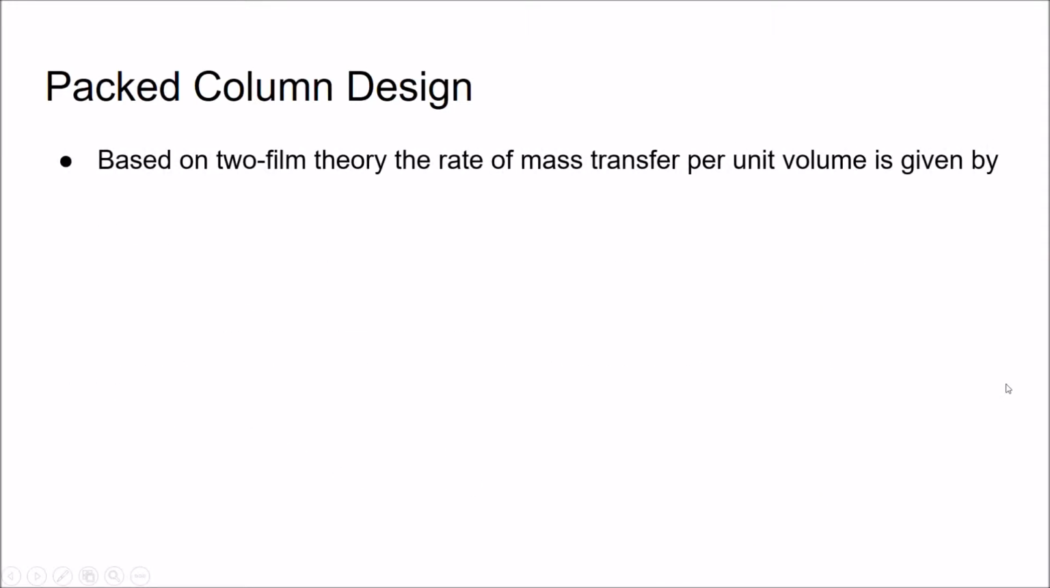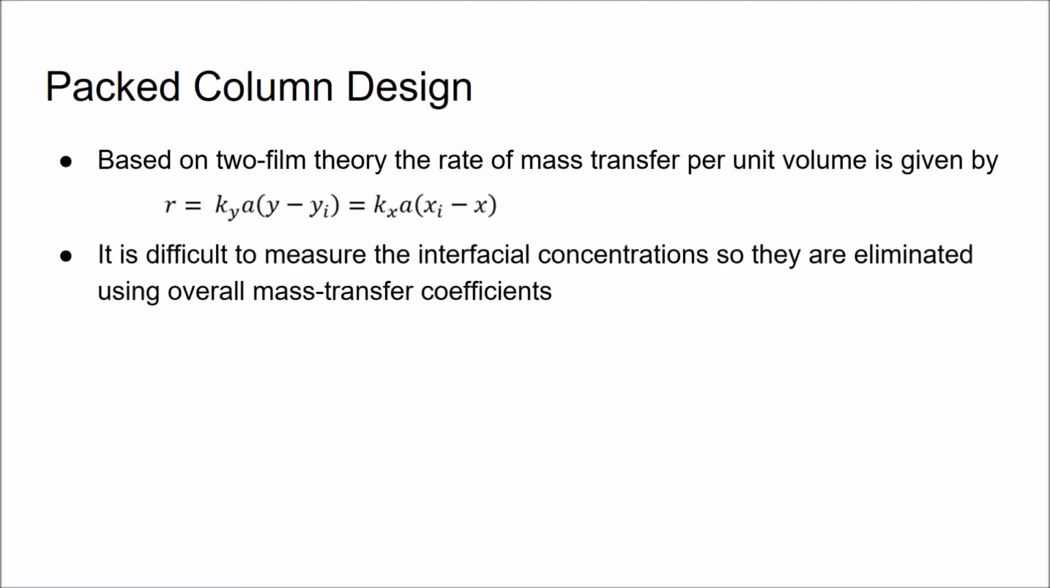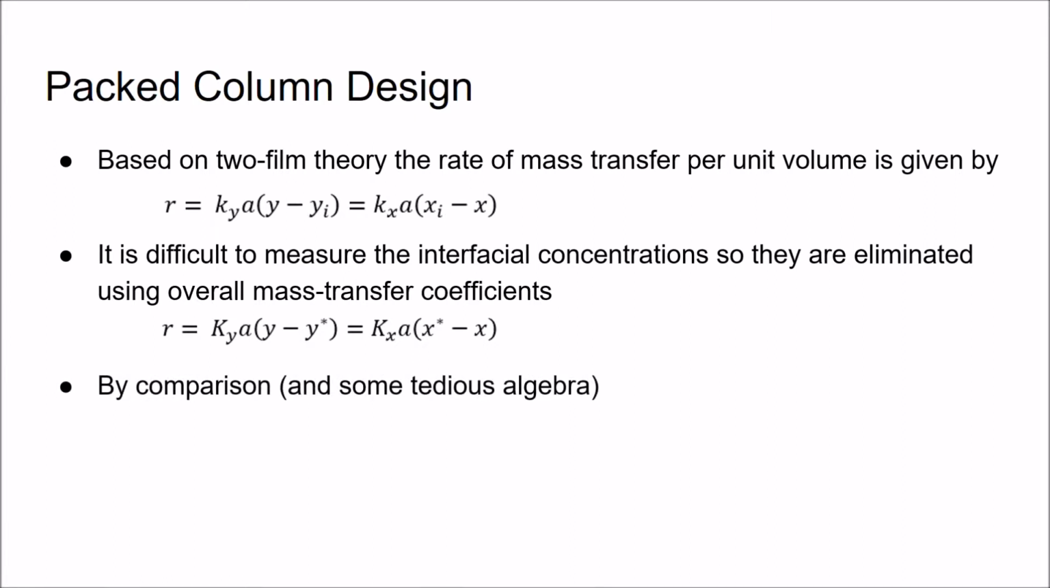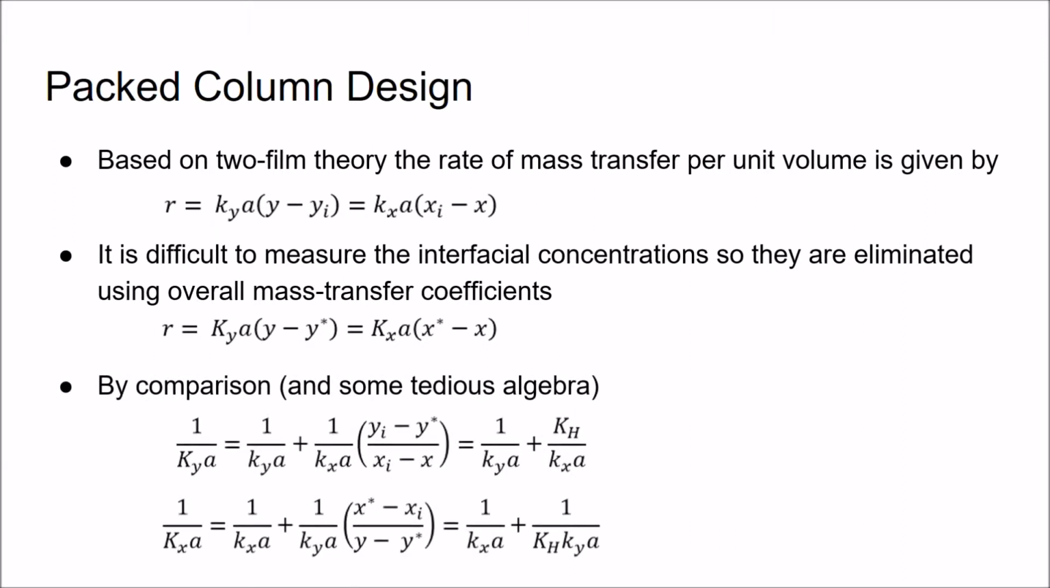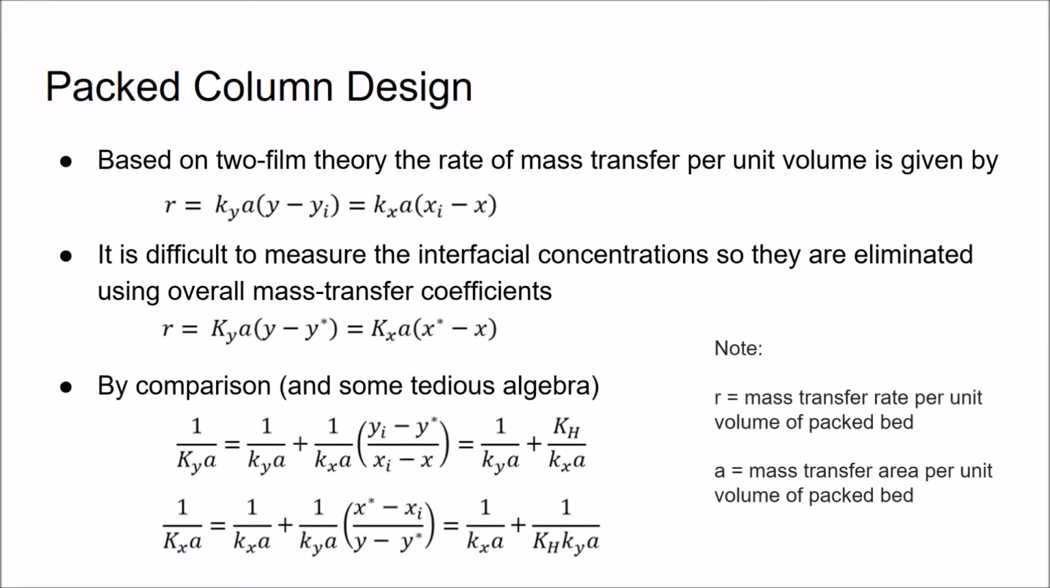Based on two-film theory, the rate of mass transfer per unit volume is given by the equation below, which equates the rates of mass transfer for the liquid and vapor phases. Because it is difficult to measure the interfacial concentrations, they are eliminated and overall mass transfer coefficients are used instead. In order to find the overall mass transfer coefficients in terms of the local mass transfer coefficients, some tedious algebra is done. The equation for this is shown below.